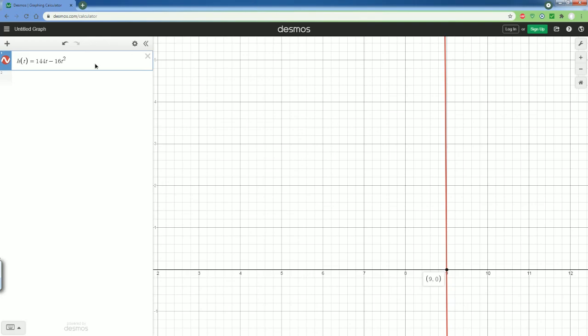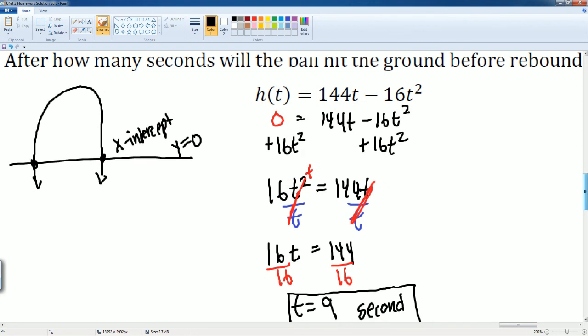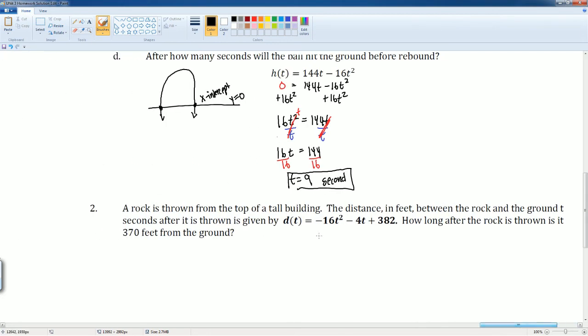So there you go. Basically what you're doing here is solving using the square root. Set equal to 0, then solve for t. You have to move one of the variables to the other side, then solve for t. Okay, there you go. That is number 1.